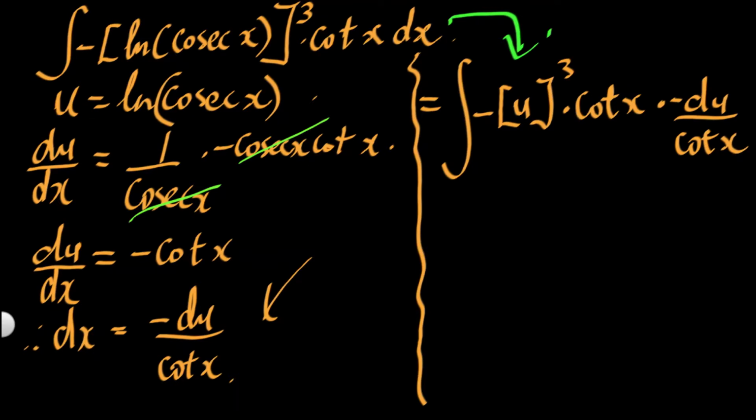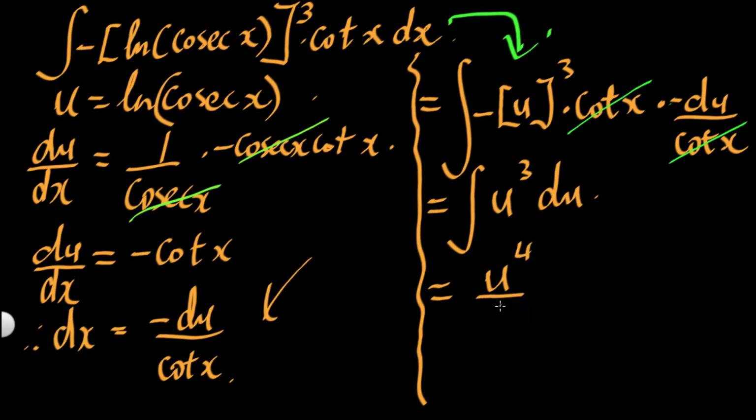From here, I can simplify this. I can cancel the cot x, and this minus and this minus multiply each other and become positive, which means we are essentially integrating u to the power of 3 du. If we integrate u to the power of 3 du, we get u to the power of 4 over 4 plus the general constant c.